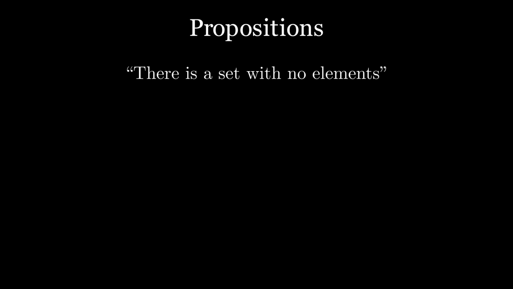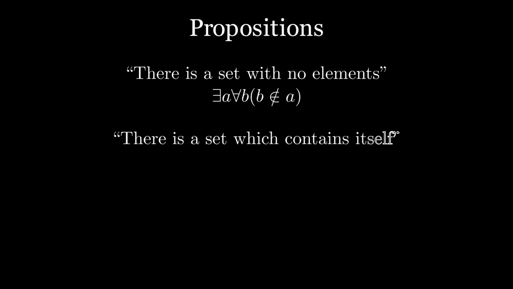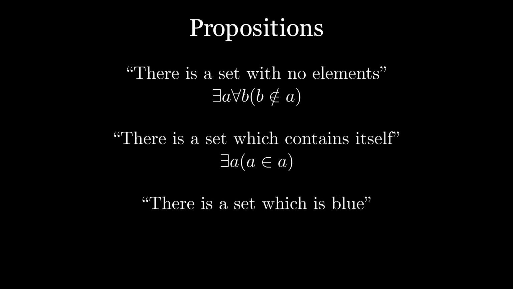To describe our objects, we form statements about how the objects of a network may be organized, called propositions. We'll see how to form such statements in a moment, but some examples are, there is a set with no elements, which we write formally like this, and there is a set which contains itself, written like this. Don't worry if you don't understand these symbols, I'll introduce them soon. On the other hand, there is a set which is blue is not a proposition, because it's not a statement we can make about sets. Sets don't have a color.